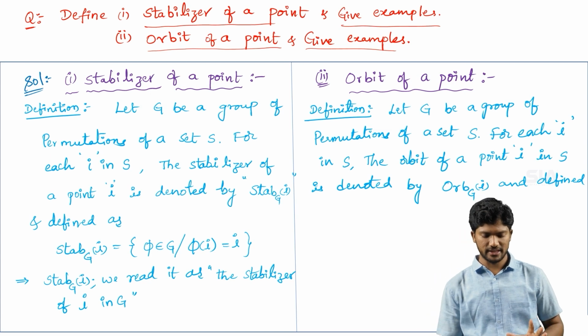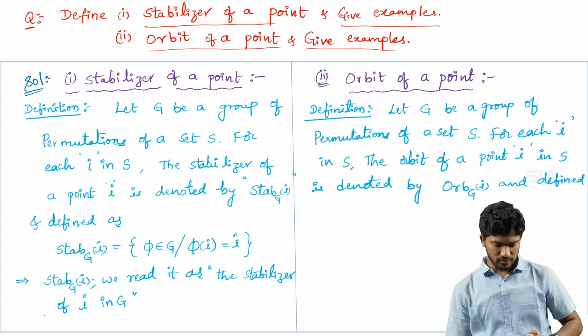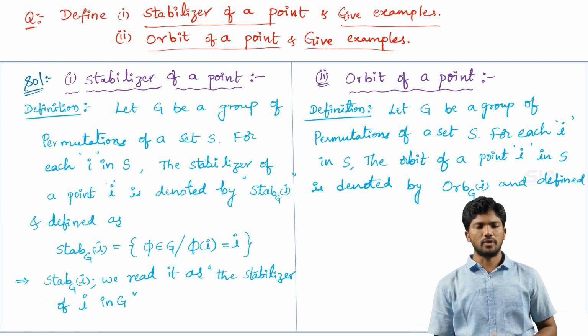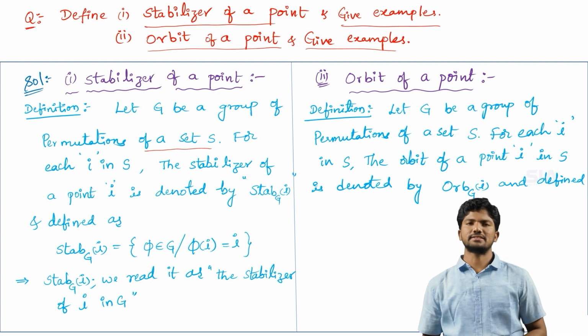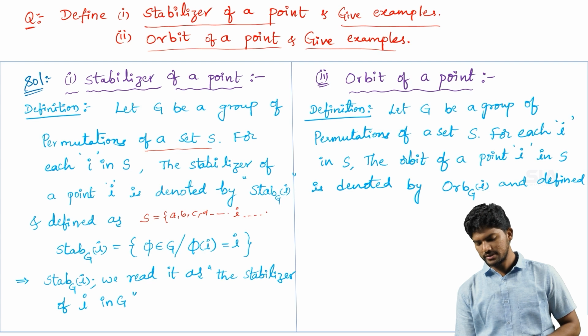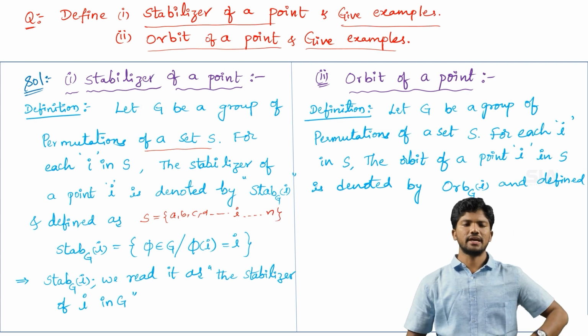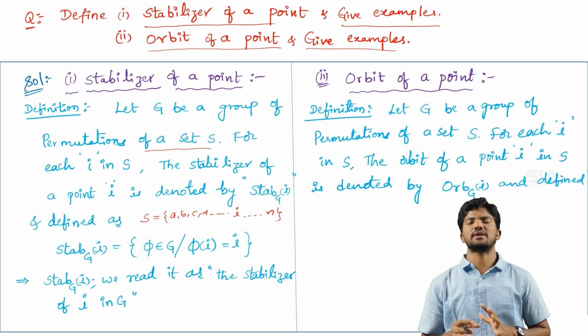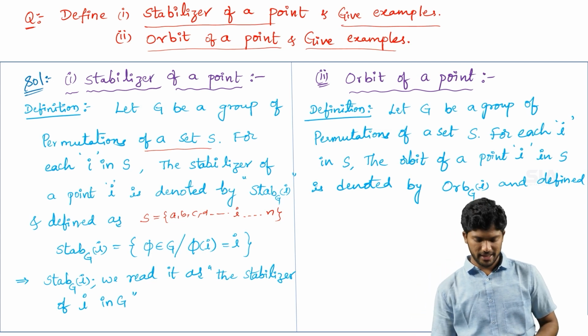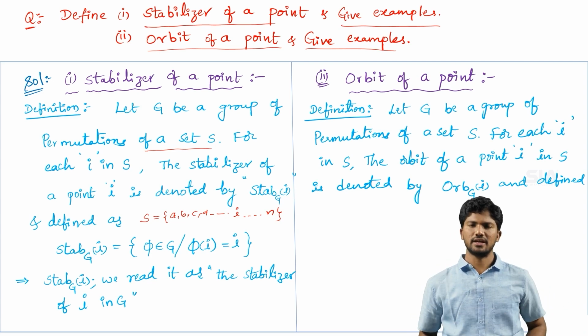So therefore you can see the definition. Let capital G be a group of permutations of a set capital S. Here capital S is a finite set. You can take capital S equal to a, b, c, d, up to small i, up to small n. Small n is the last element. Capital S is a set, and in that set we have a finite number of elements. In general, I am taking a, b, c, d up to small i up to small n in place of 1, 2, 3. n is the last element and i is one of the elements of S.